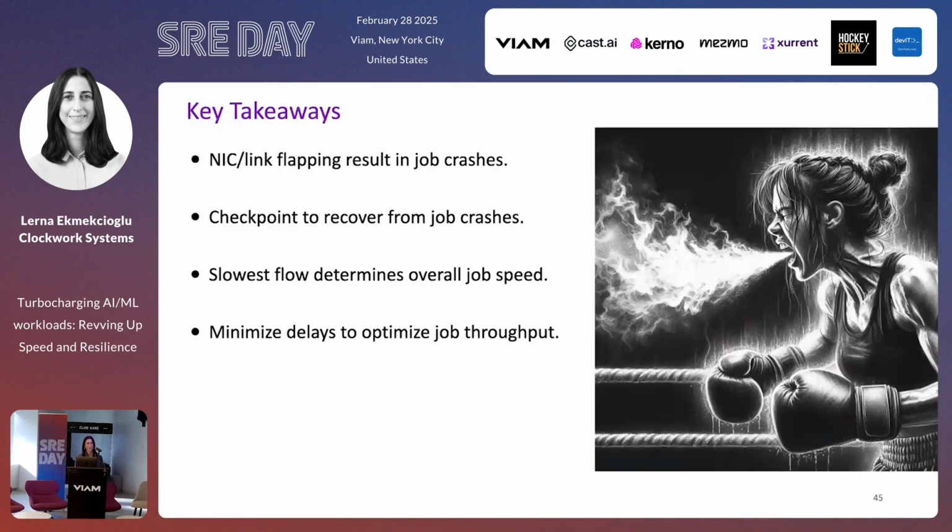So my key takeaways are, if you have AI/ML workloads, then watch out for NIC and link flapping. This will result in job crashes in large enough clusters. So you want to make sure you checkpoint so that you recover from these job crashes. And if you have slowest flows in your jobs, they're going to determine the overall job throughput. So you want to maximize throughput. To be able to maximize throughput, you want to minimize your delays in your network.